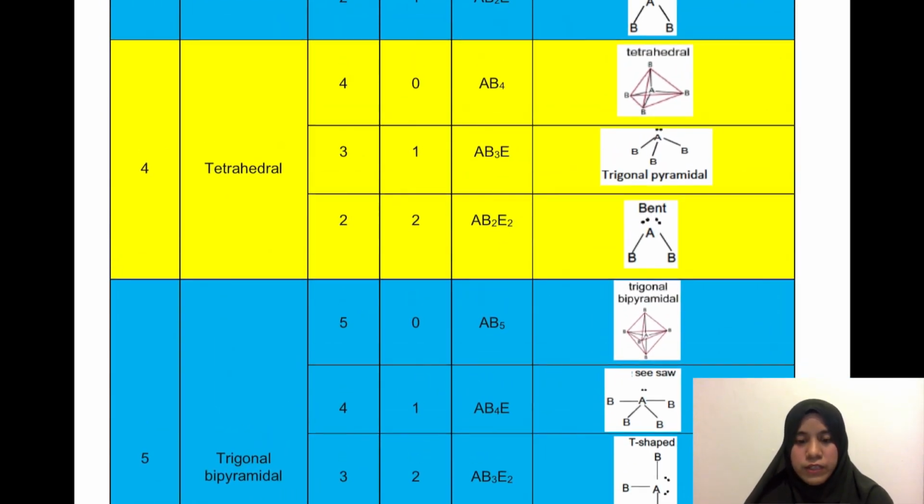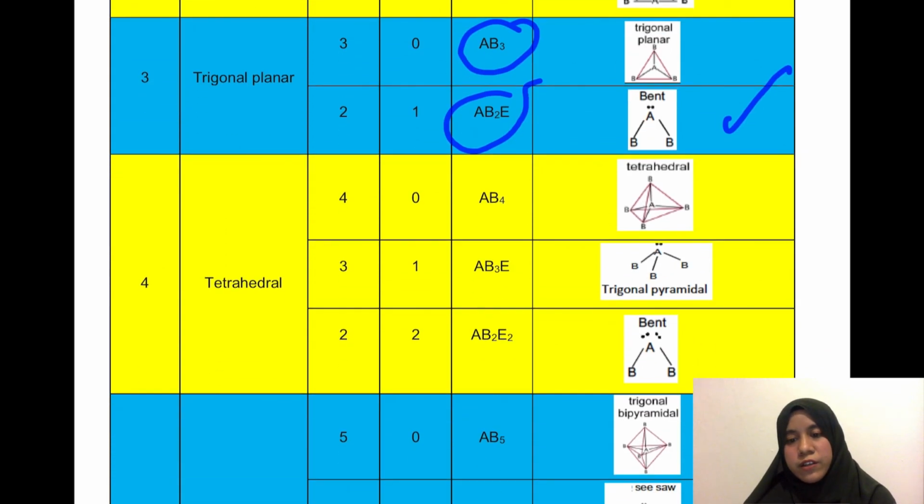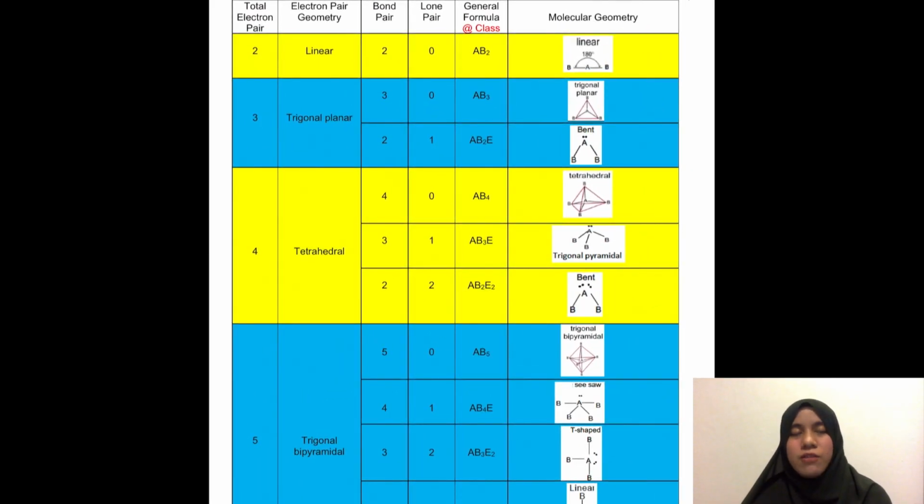So kita dah tengok tadi. For this case kita dah tengok yang linear ni dah tengok. Linear ni tak ada electron pair. Trigonal planar ni kita dah tengok dah. Ini no lone pair dengan lone pair. Okay. Tetrahedral pun kita tengok dah. Tetrahedral, trigonal pyramidal, and bent. Next video, kita akan finish up the trigonal bipyramidal and octahedral.